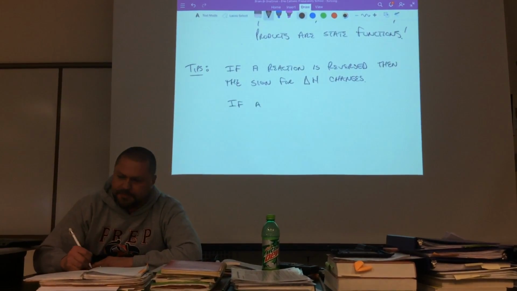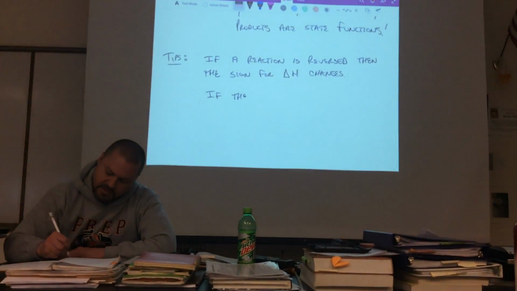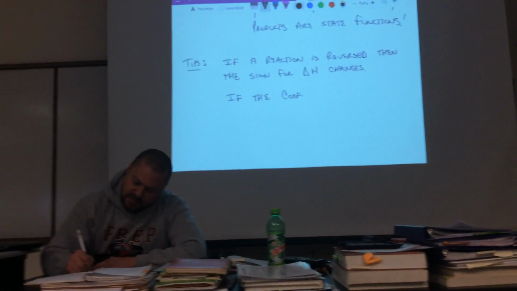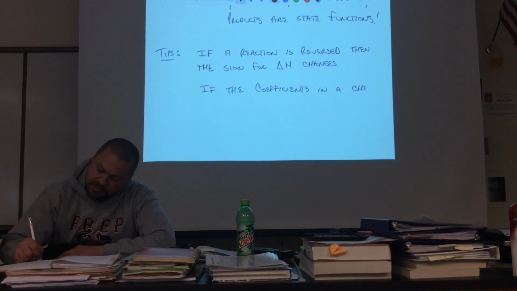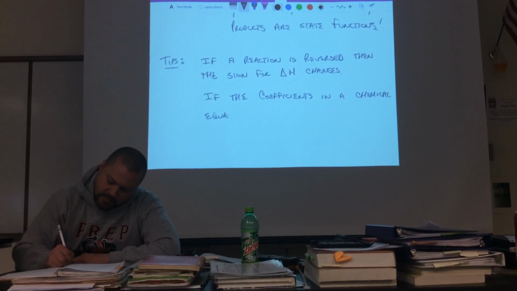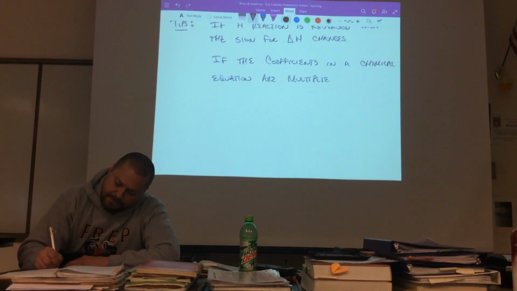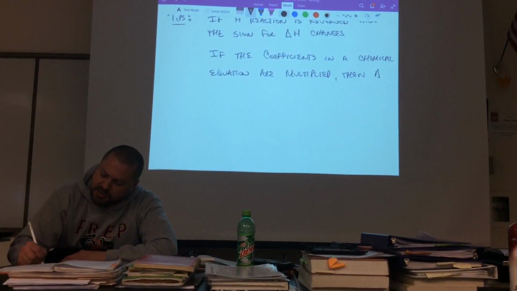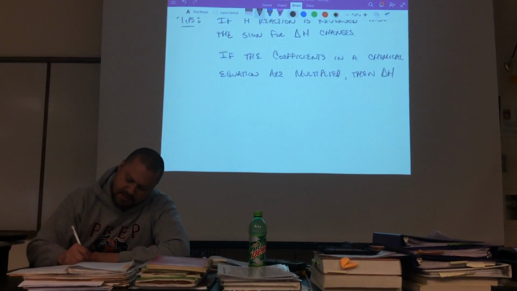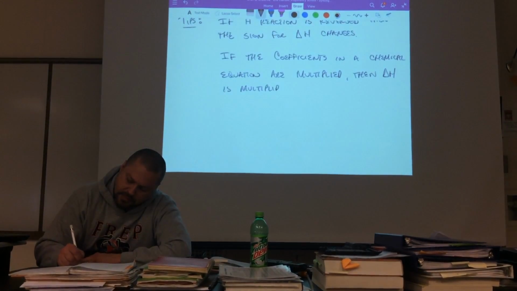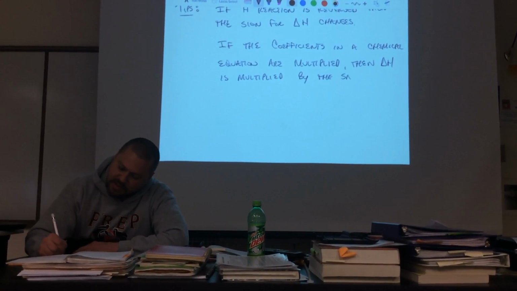The second tip is if the coefficients in a chemical equation are multiplied, then delta H is multiplied by the same amount.